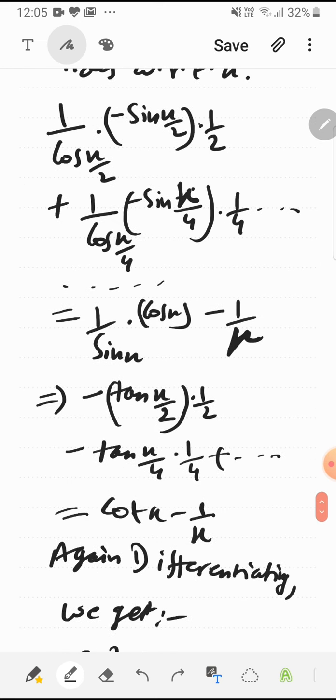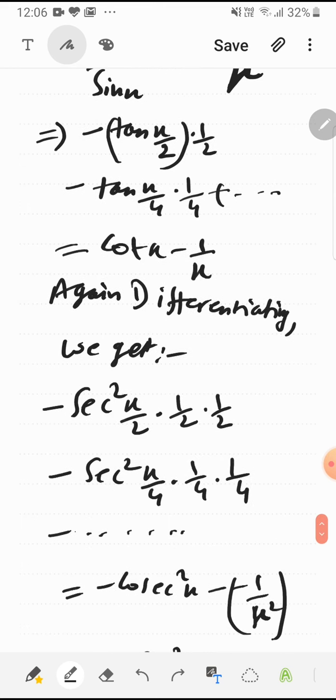Now arranging the terms on the left hand side as well as the right hand side, it becomes minus tan x by 2 into half, as sin by cos is tan, minus tan x by 4 into 1 by 4, and so on is equal to cot x minus 1 by x. Now differentiating again, the derivative of tan x by 2 is secant square x by 2 into the derivative of x by 2, which is half, and 1 by 2 was already there. Similarly, the derivative of tan x by 4 is secant square x by 4, the derivative of x by 4 is 1 by 4, and 1 by 4 was again present already. And so on. On the right hand side, the derivative of cot x is minus cosecant square x, and the derivative of 1 by x, due to the power rule, is minus 1 by x square.